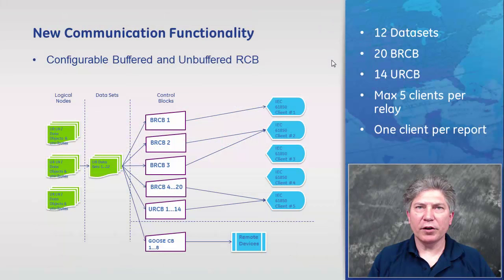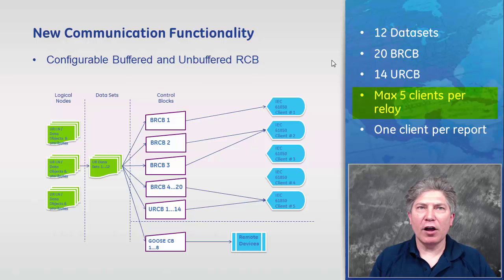Let's discuss the buffered and unbuffered report blocks. There are 12 data sets that can be populated with any IEC 61850 data object and/or data attribute. There are 20 buffered report control blocks and 14 unbuffered report control blocks. Any data set can be used simultaneously by any number of TX GOOSE elements that are used for publishing, or by any number of configurable report elements.